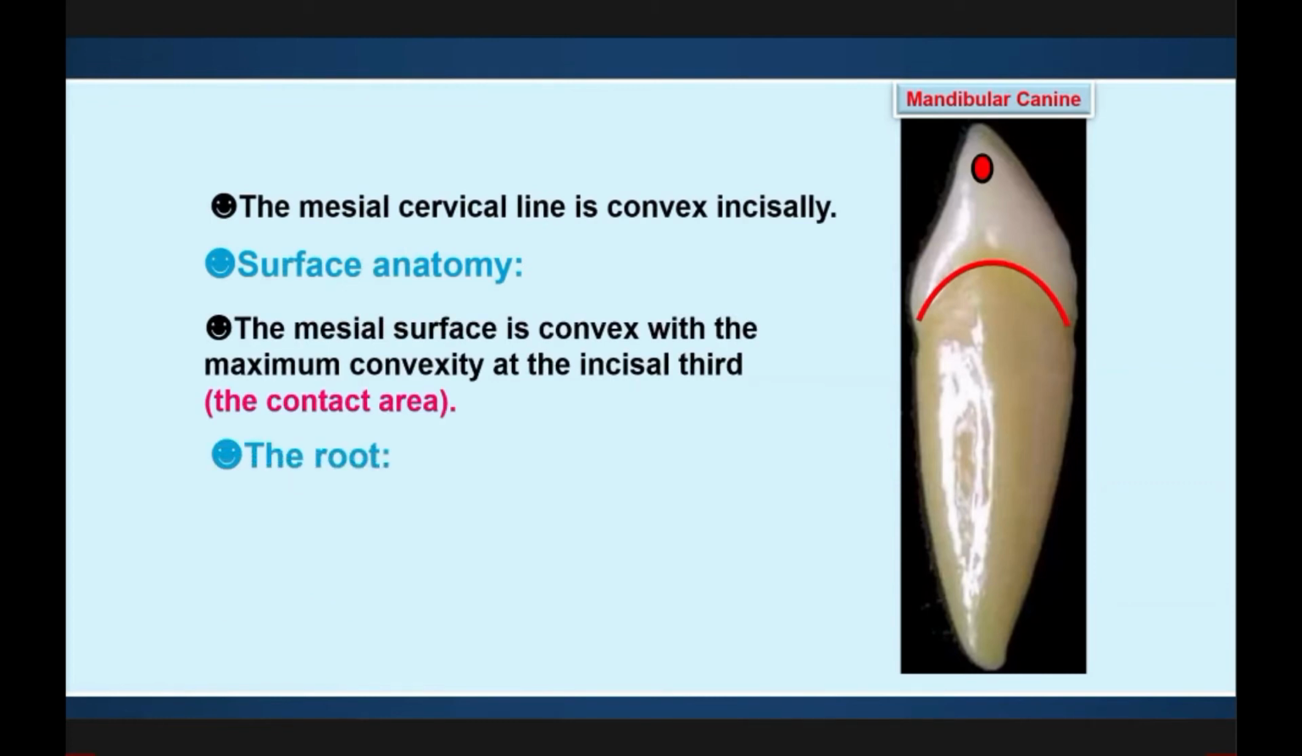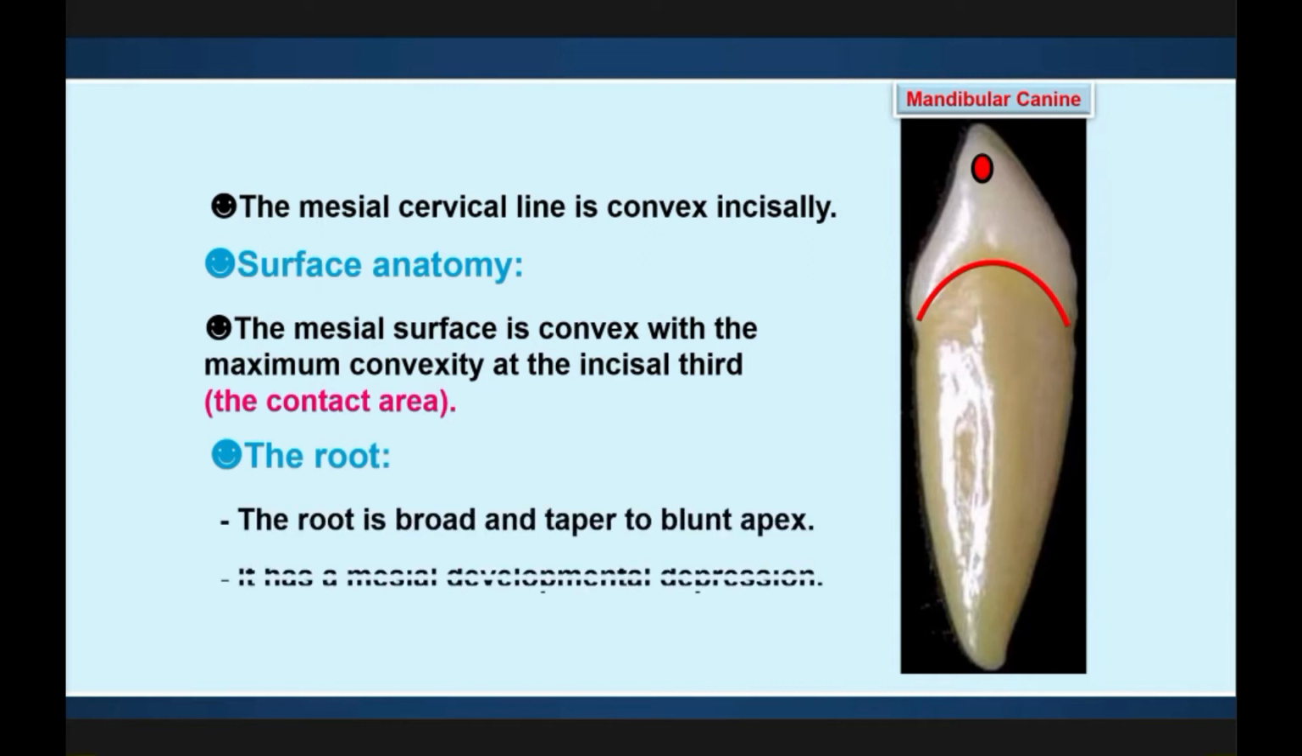The mesial cervical line is convex incisally, of course. You see here the mesial cervical line. It is convex, and the highest point in the mesial surface is the contact point. It is near the incisal tip or cuspal tip. The mesial surface is convex with the maximum convexity at the incisal third. Okay, this is the contact area.